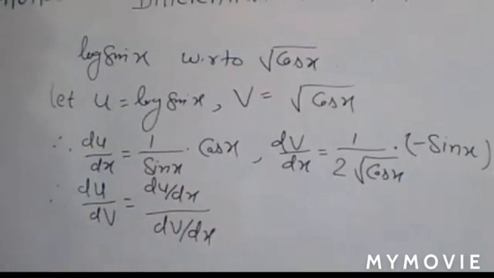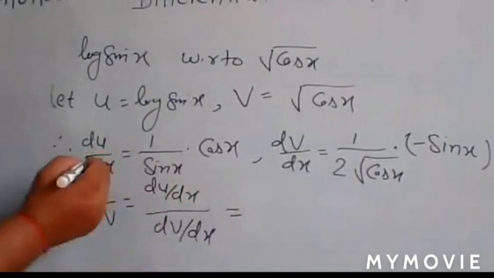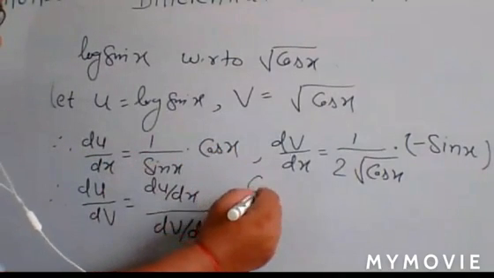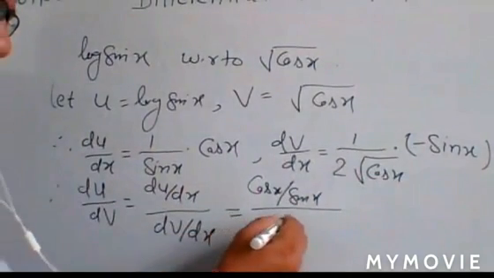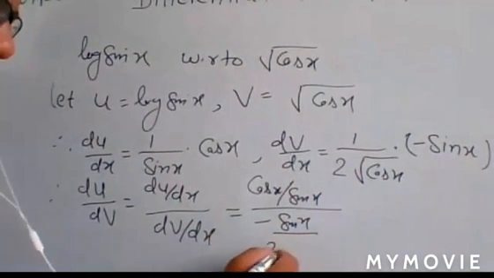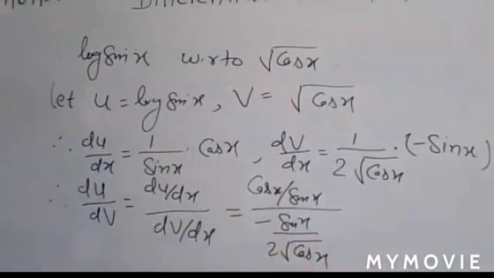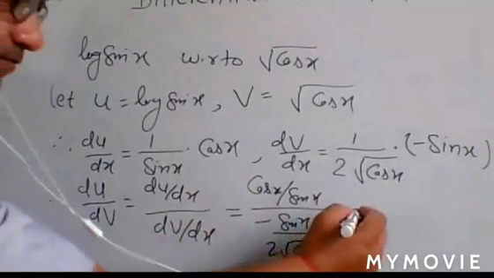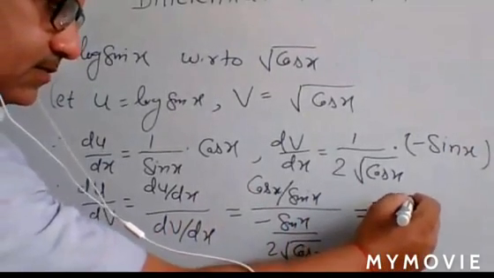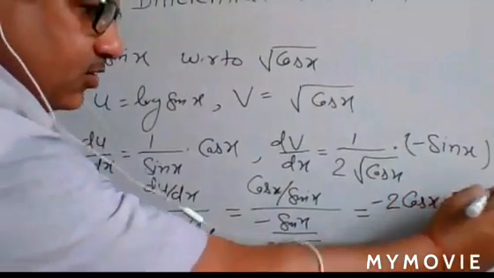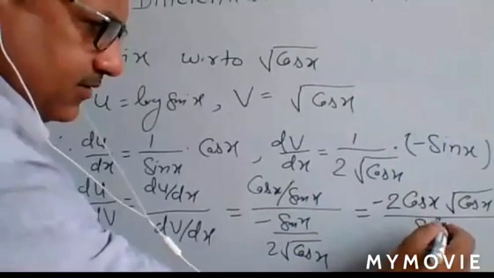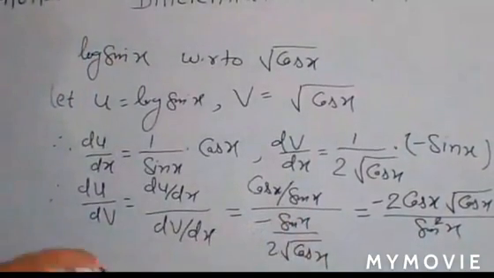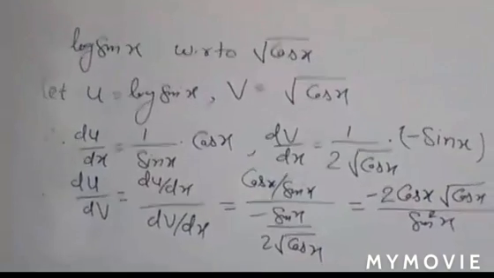Okay, now putting its value. The value of du by dx is cos x upon sin x, right? Upon, here you have minus sin x upon 2 root cos x. So in this way you put its value, and that can be written as minus 2 cos x into root cos x, whole divided by sin square x. So that is your final answer.